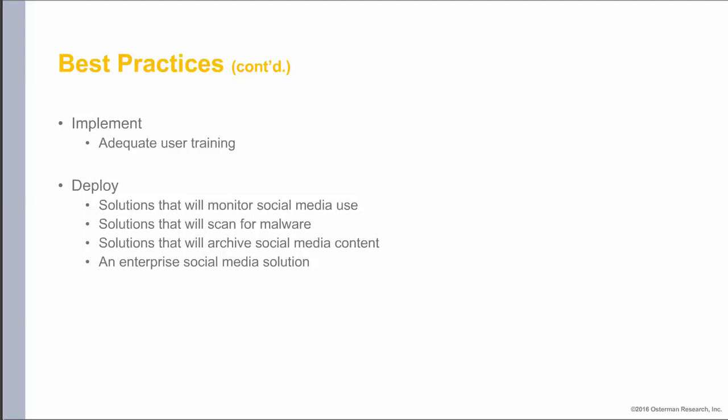And then finally, you need to deploy solutions that are going to monitor social media use. You need to understand what's going on in your organization in as close to real time as possible so that you can address problems that come up very quickly. You need solutions that are going to be scanning for malware so that you can stop malware from spreading in the organization and so forth. Because we find, for example, that phishing and ransomware are most common in email, but they can also occur in social media like Twitter and Facebook and other social media properties. And as time goes by, cyber criminals are going to be using social media more to distribute these phishing attempts and potentially distribute ransomware as well.